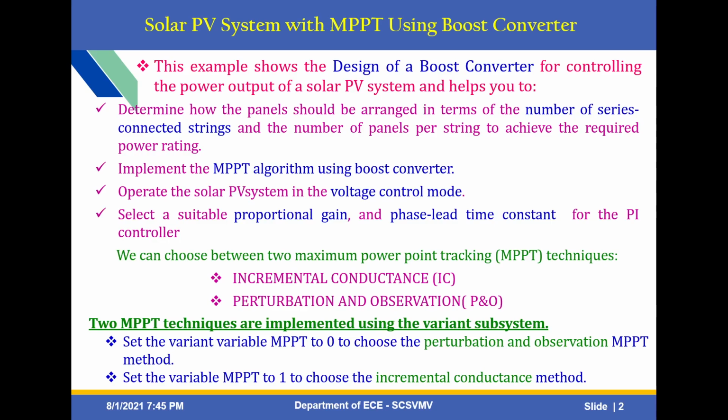Here we can choose between two maximum power point tracking techniques. One is the incremental conductance algorithm and the other is perturbation and observation, that is the P&O MPPT technique. The two MPPT techniques are implemented using the variant subsystem. Set the variable MPPT to 0 to use the P&O MPPT method, and set the variable MPPT to 1 to choose the incremental conductance method.